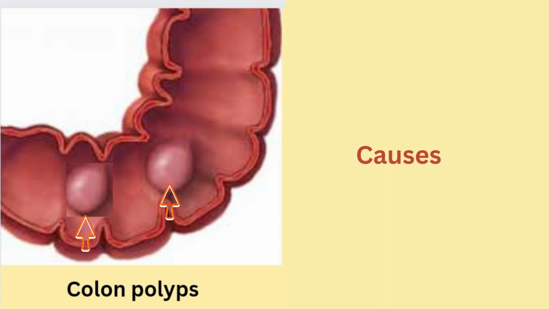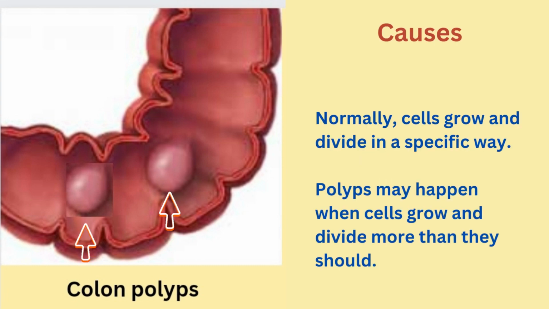Now let us see the causes. Normally, cells grow and divide in a specific way. Polyps may happen when cells grow and divide more than they should.